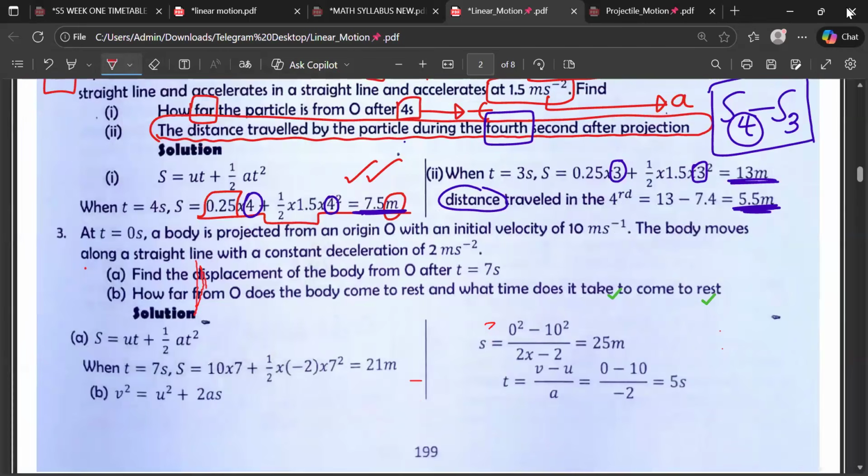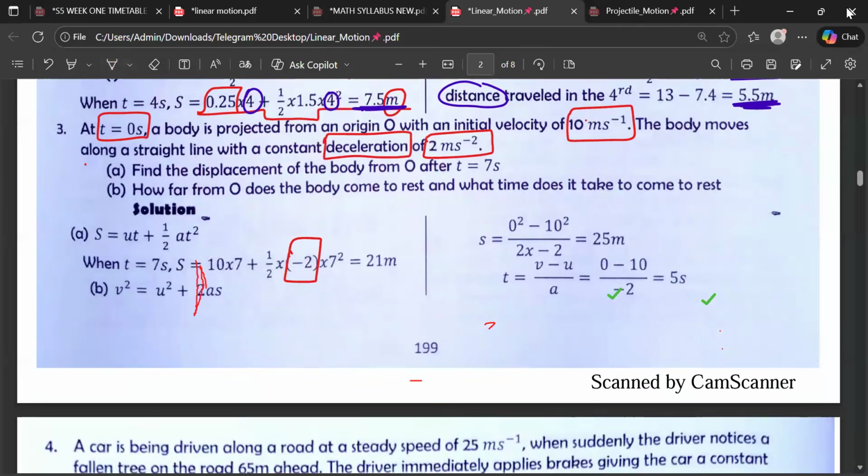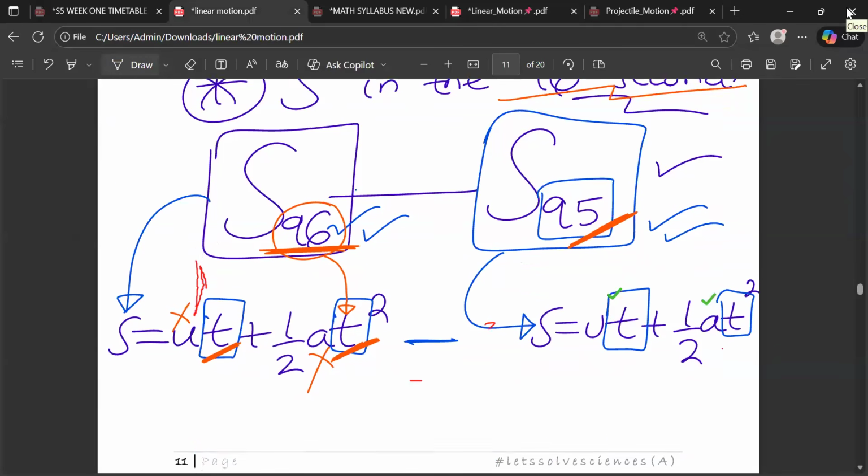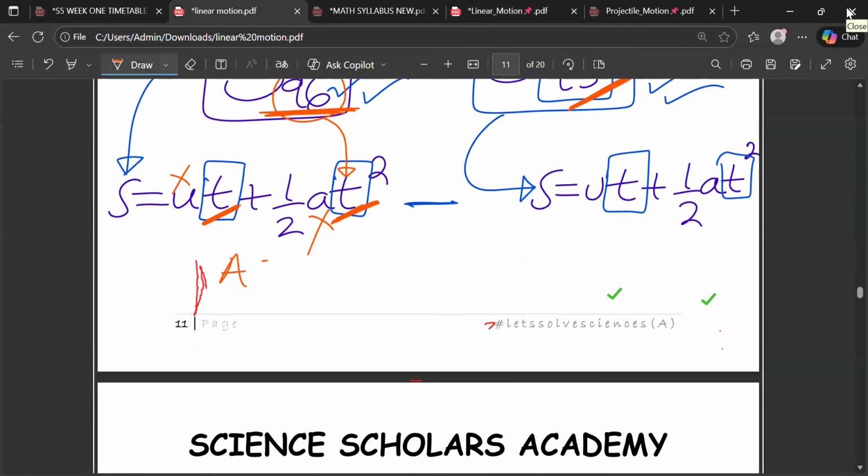So they are telling you at t equal to 0, a body is projected, the initial velocity is this. The body moves with a constant deceleration. So one thing I want to talk about is deceleration. When they say deceleration, it is a negative, as you can see. Is that hard? I think you know that. Acceleration, I mentioned it when I was teaching: they either say acceleration, which is positive, versus deceleration, which is negative.